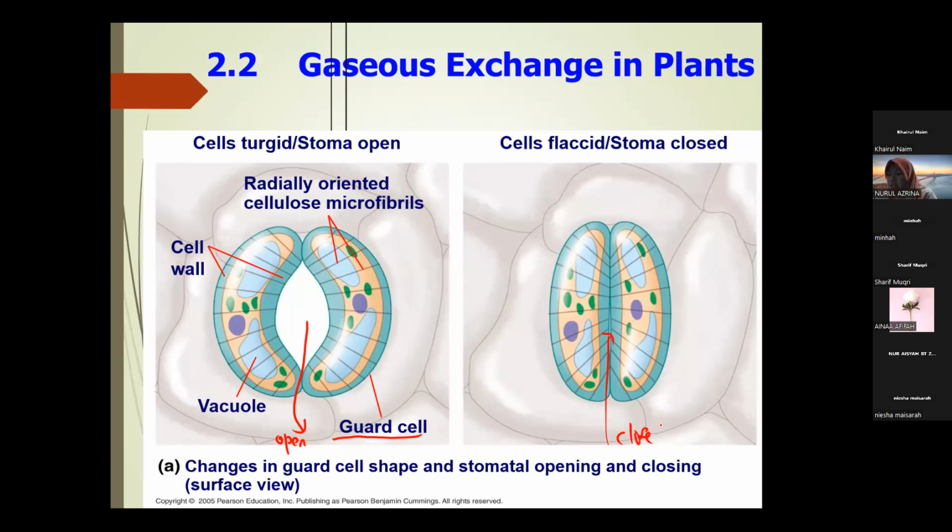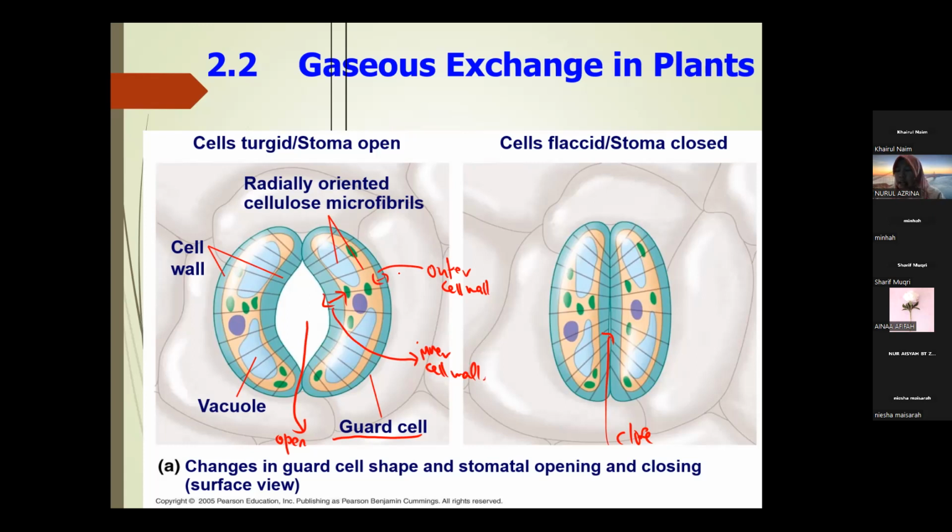Number 1, you can see here, this is the inner cell wall and this is the outer cell wall. The inner cell wall is thicker compared to the outer cell wall. Nampak kan kat sini? The inner cell wall is thicker compared to the outer cell wall. Itu yang pertama.